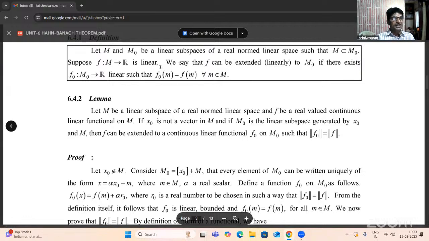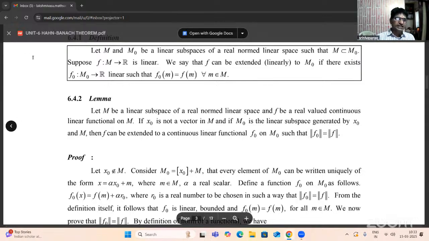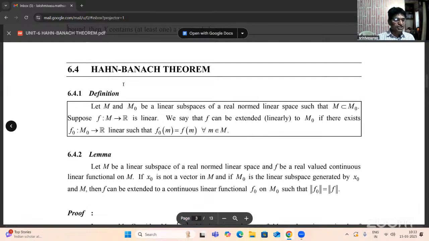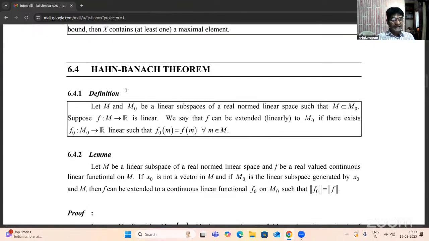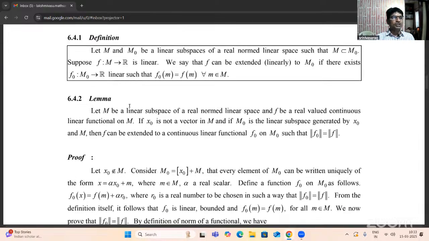So that is the statement here: M and M0 are both linear subspaces of a real normed linear space, where M0 contains M. That is the definition of the extended functional. F maps M to R, and F0 is defined from M0 to R and is also linear. Hence the relation is F0 of m equals small f of m. So both linear functionals are equal on the linear subspace of the real normed linear space.